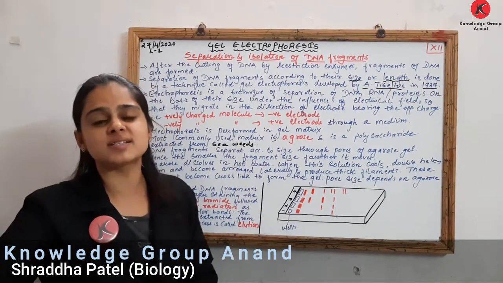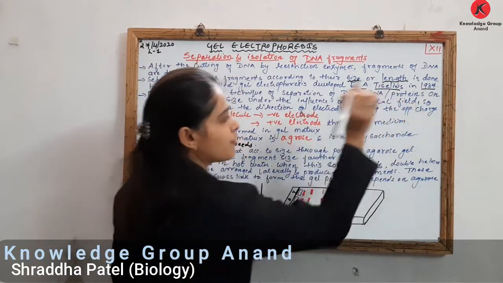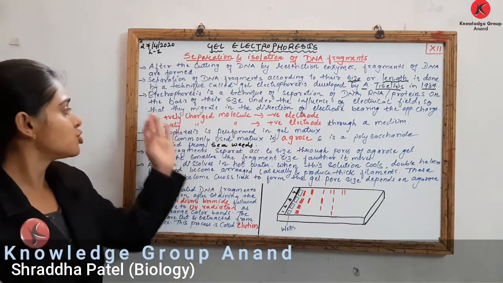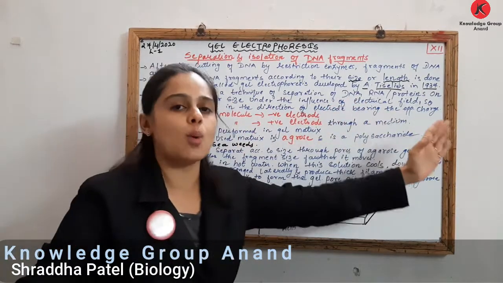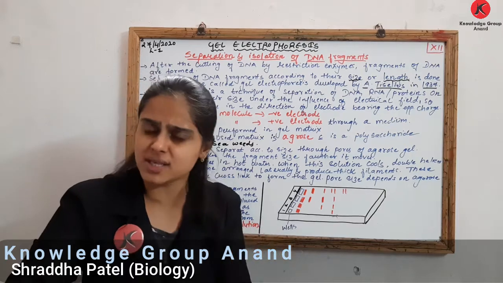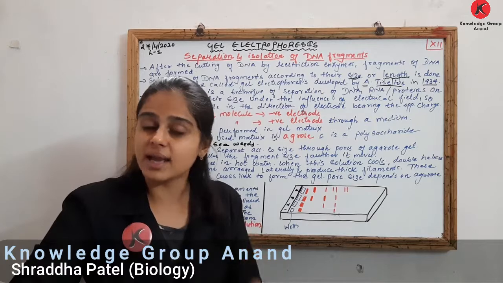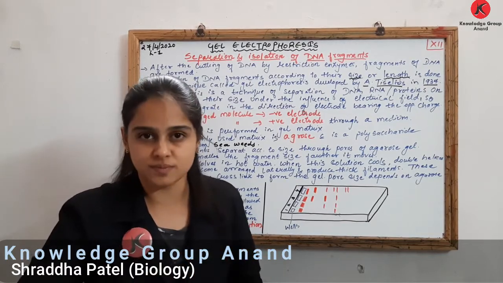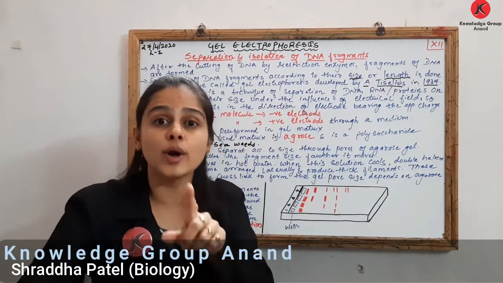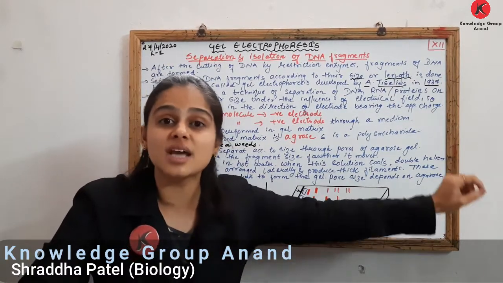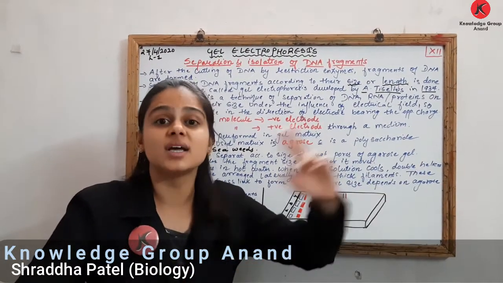This machine operates in the presence of an electric field. So under the influence of electric field, they migrate in the direction of the electrode bearing opposite charge. Simple as that. Say for example, if you are talking about DNA, what is the charge of DNA? DNA is negatively charged. So under electrical influence, it is going to move towards the positive electrode, the opposite electrode.